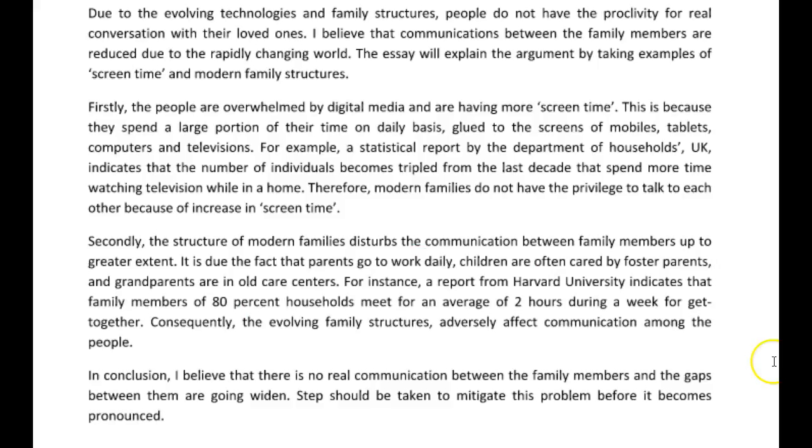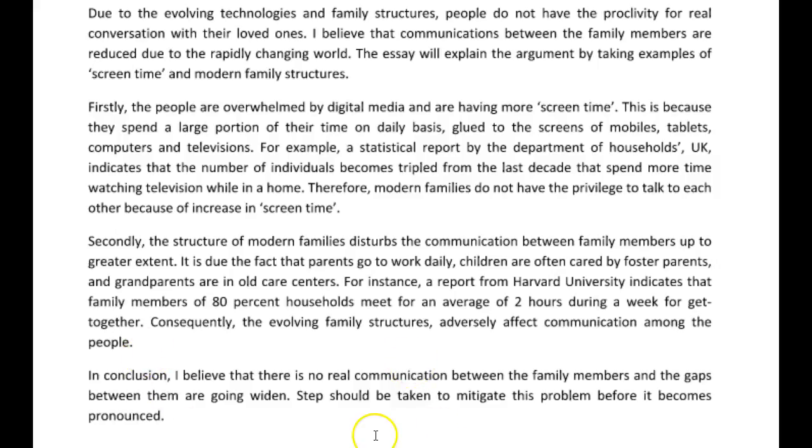For instance, a report from Harvard University indicates that family members of 80% of all households meet for an average of 2 hours each week. We can get rid of that as well. Meet for an average of 2 hours each week. Consequently, so this doesn't say anything about family structures for me. I would say family care structures, or I'd be more specific. We need to know exactly what you're talking about. So, maybe refer to the role of the guardian, the person who is the guardian of the child, the legal guardian.